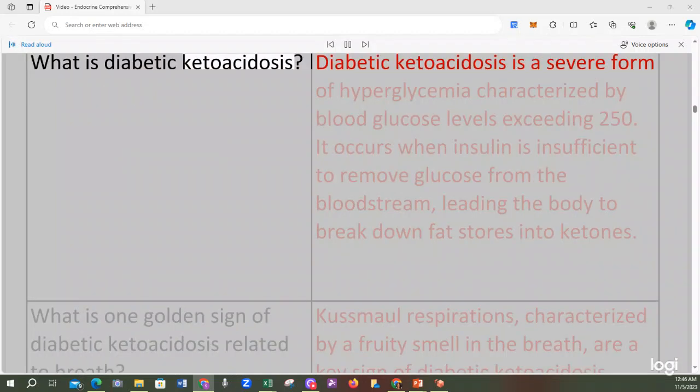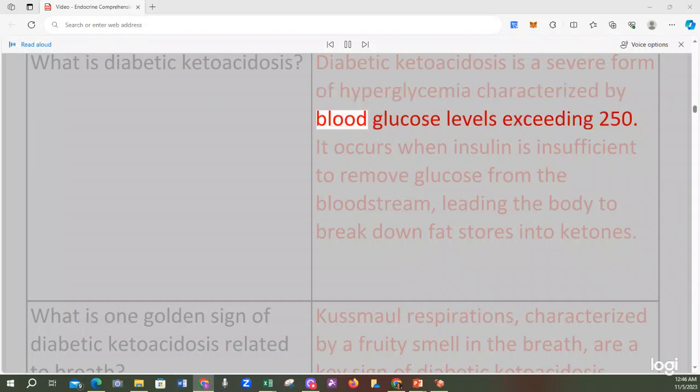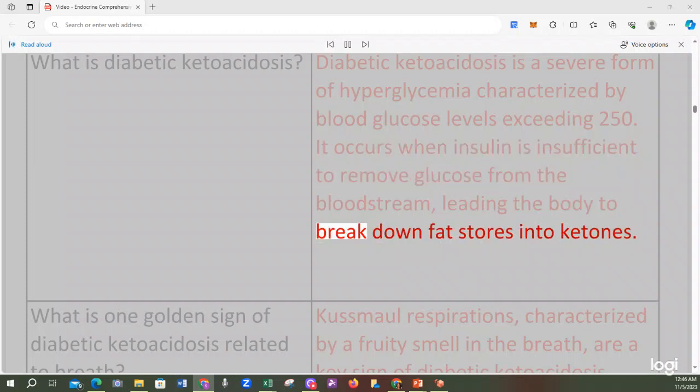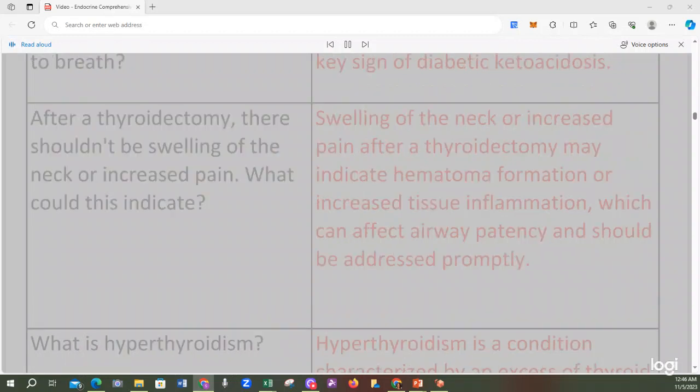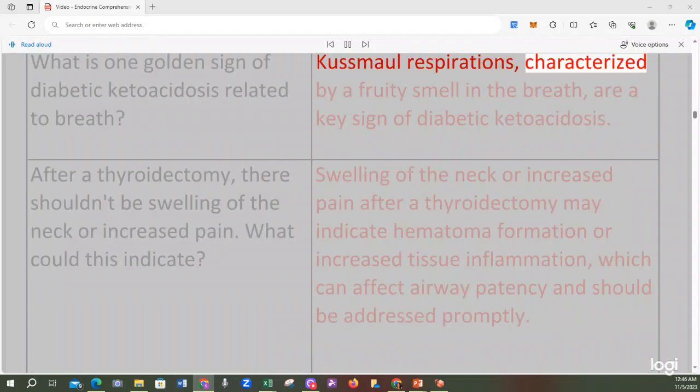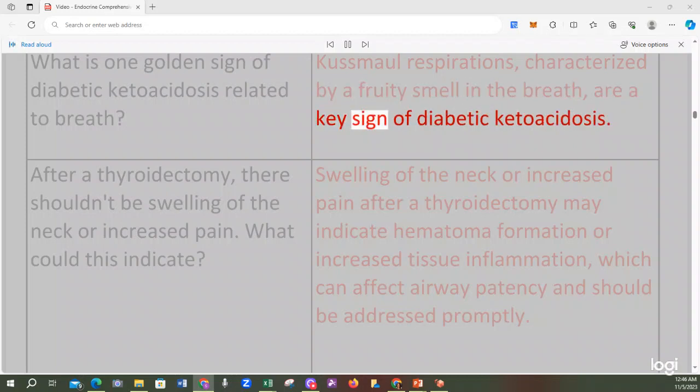What is diabetic ketoacidosis? Diabetic ketoacidosis is a severe form of hyperglycemia characterized by blood glucose levels exceeding 250. It occurs when insulin is insufficient to remove glucose from the bloodstream, leading the body to break down fat stores into ketones. What is one golden sign of diabetic ketoacidosis related to breath? Kussmaul respirations, characterized by a fruity smell in the breath, are a key sign of diabetic ketoacidosis.